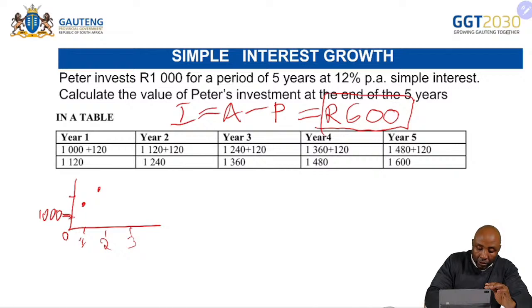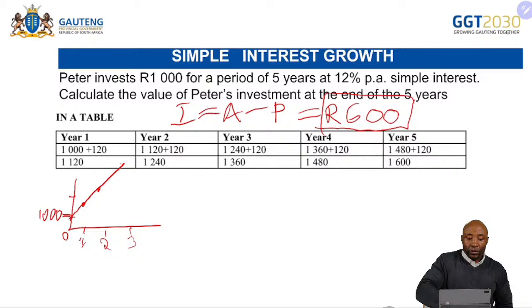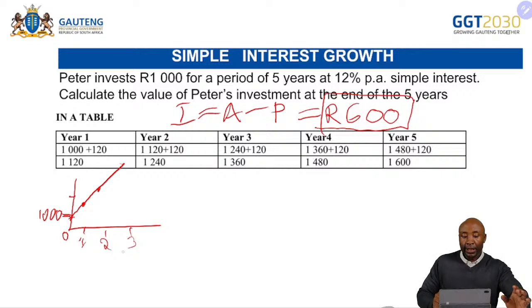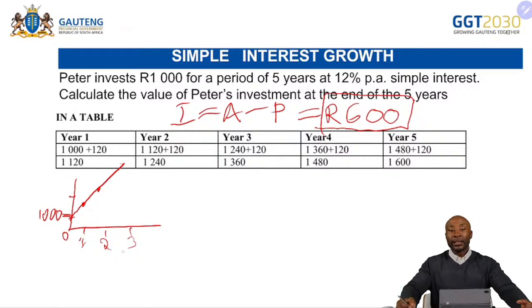And when you join these 2 points, you will find out that the relationship between the amount in the account and the time, which is the years, will give us a linear relationship, and that will be a straight line graph.